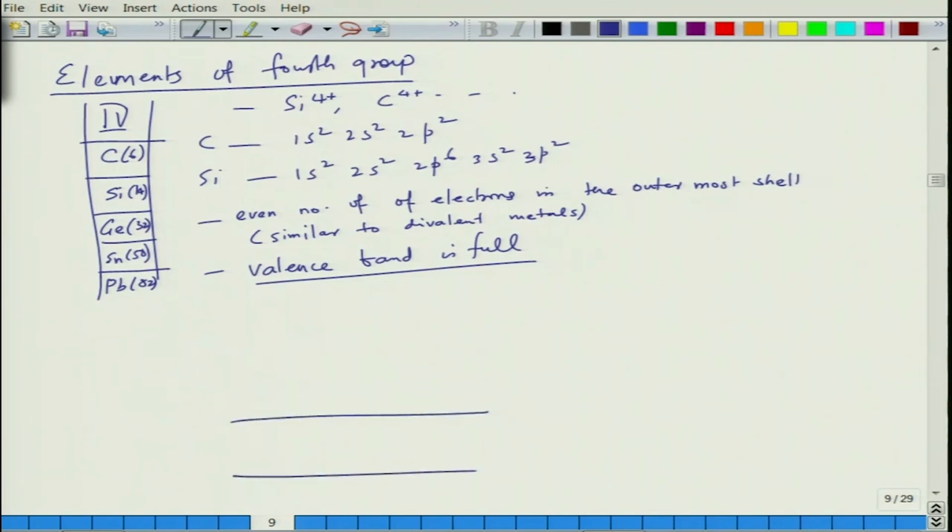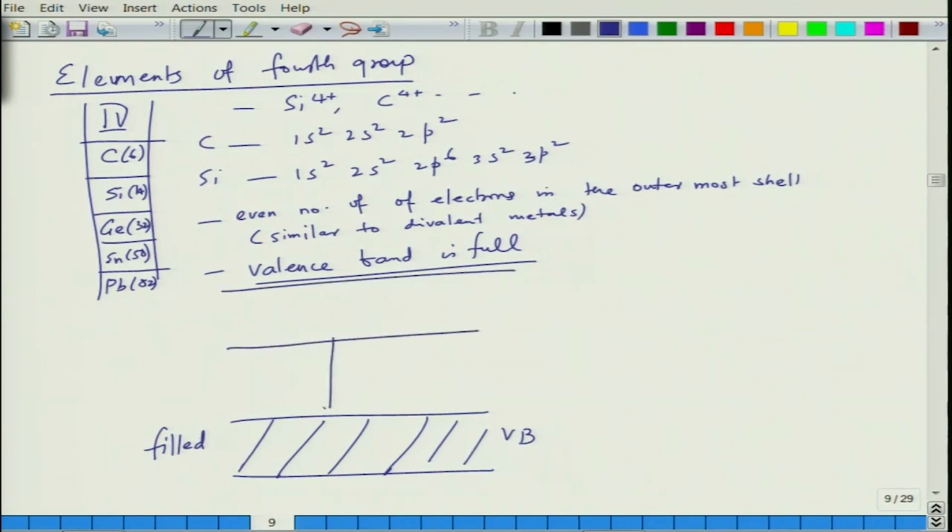What we have here is the valence band, which is completely filled. So we are talking at 0 K, of course. The conduction band: there is a gap between the conduction band and the valence band here. This is the gap, the forbidden gap. Let me draw with a different line here. This is the conduction band. There is a gap between these two, and this gap is basically large.